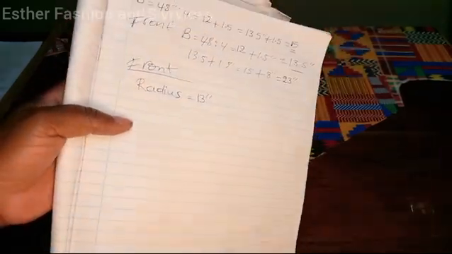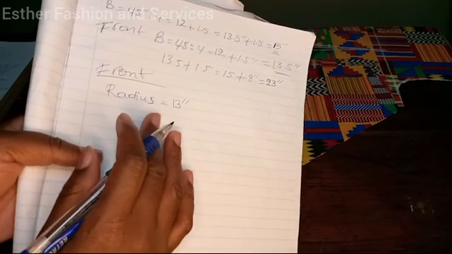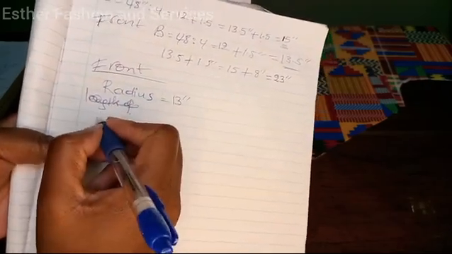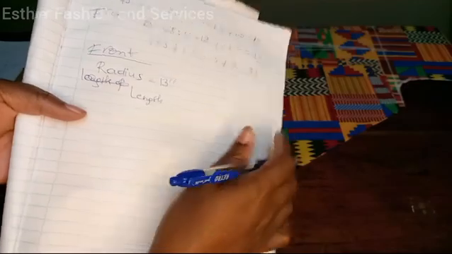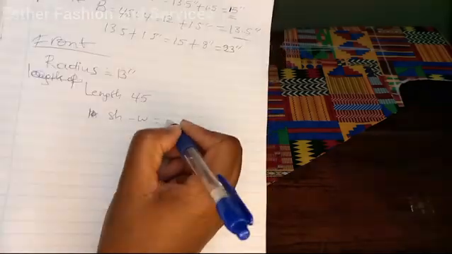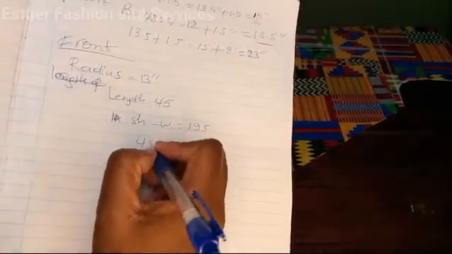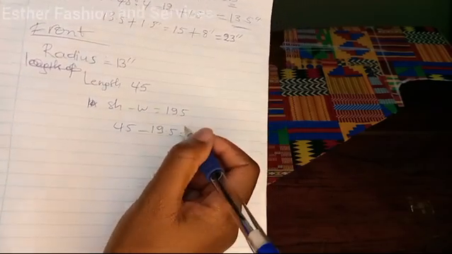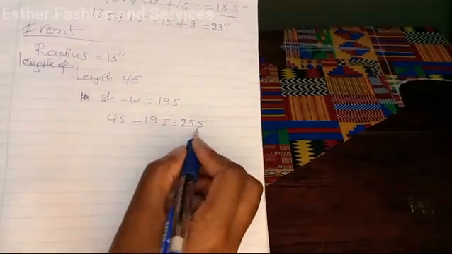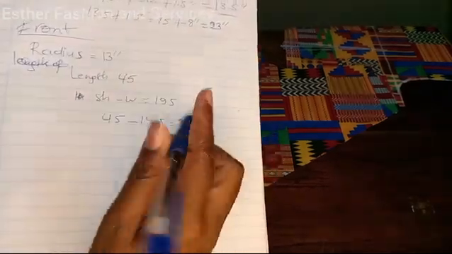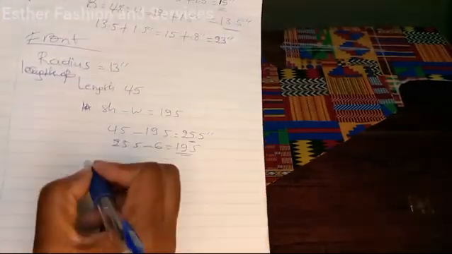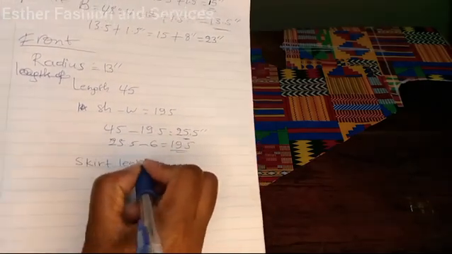Okay, remember it's half circle. The full length of the dress I'm working with is 45 inches. And the half length from the shoulder to waist measurement is 19.5 inches. So 45 inches minus 19.5 inches will give me 25.5 inches. So the length of the skirt is 25.5 inches. I'm going to minus 6 inches from it because I will add the pleat to it. Now that will give me 19.5 inches. Skirt length is 19.5 inches.